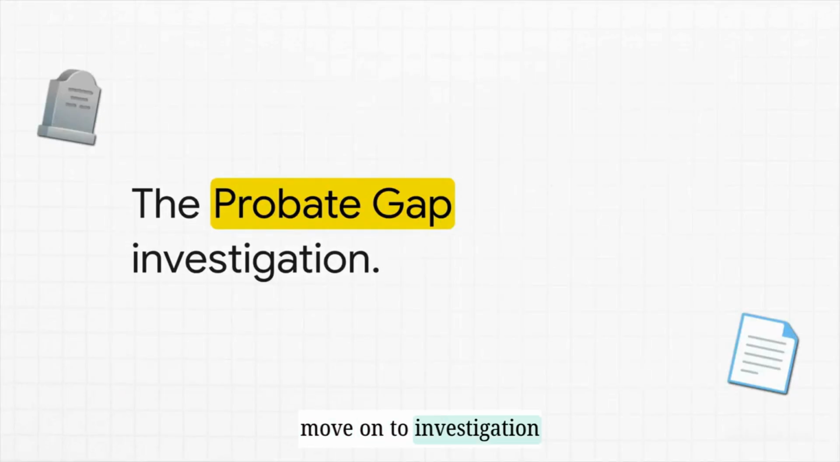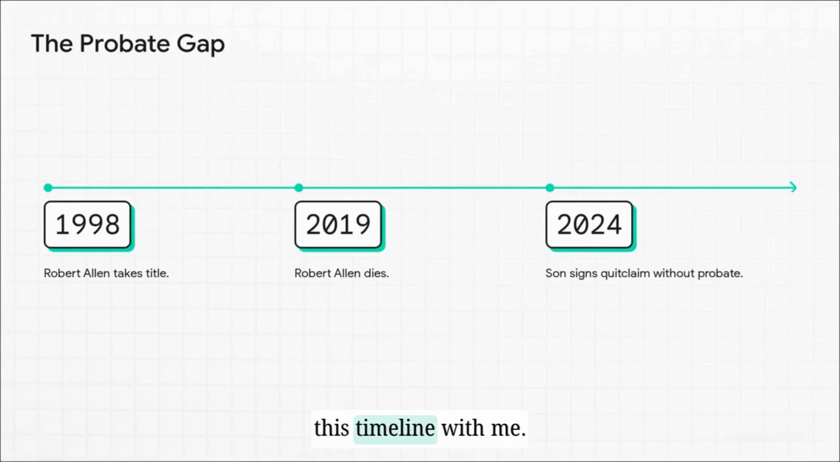Let's move on to investigation case number 2, the probate gap. Honestly, probate is one of the most common causes of title confusion out there, and it traps families all the time. Trace this timeline with me. In 1998, Robert Allen takes title to a property. Sadly, in 2019, Robert Allen passes away. Fast forward to 2024, and Robert's son decides he wants to sell the house, so he just signs a quitclaim deed directly to a new buyer.